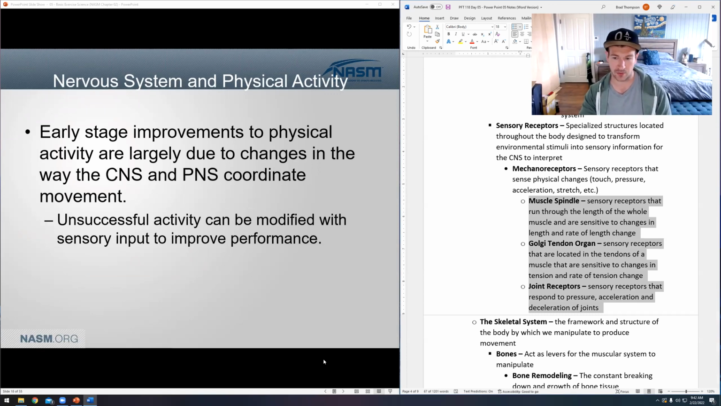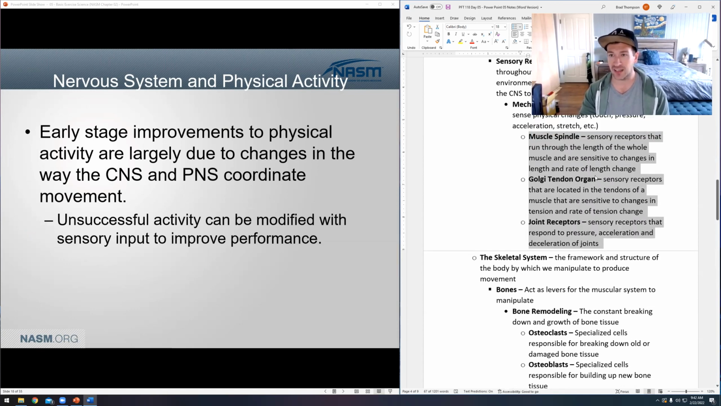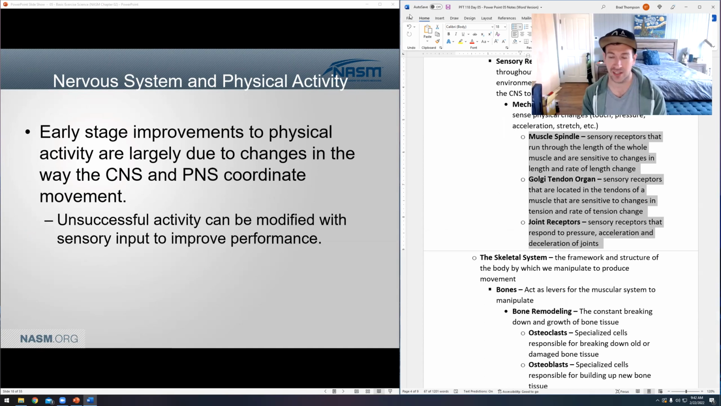And then the joint receptors, right? Early stage improvements when it comes to your clients getting better at stuff. It's so funny, guys. You'll be training your clients and they'll totally improve a little bit. You'll take them from workout 1 to workout 2 and they're just way better in that short amount of time. And then they've been training for 2 weeks and they're like, I feel so much stronger. I feel so much better at this.